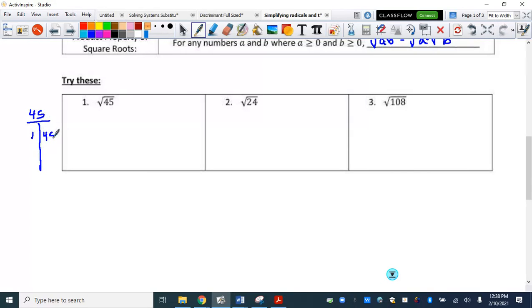1 and 45. 2, no. 3 and 15. 4, no. 5 and 9. So 9 is a perfect square. I'm going to rewrite this.